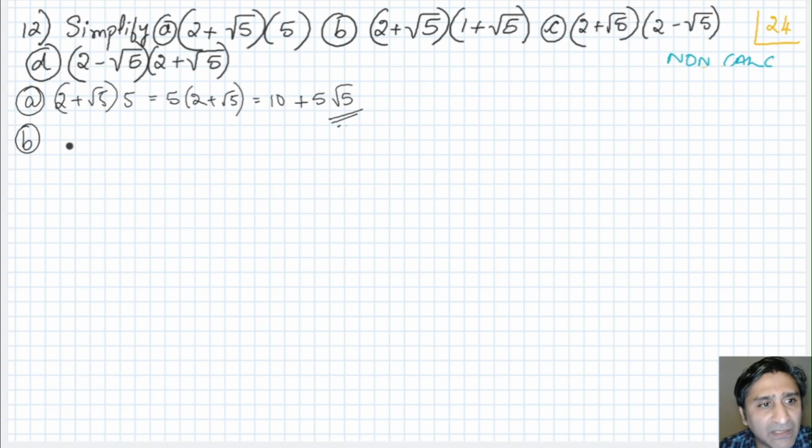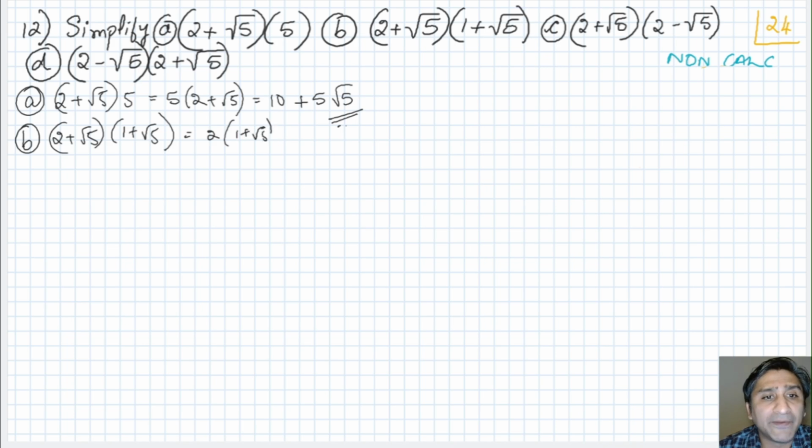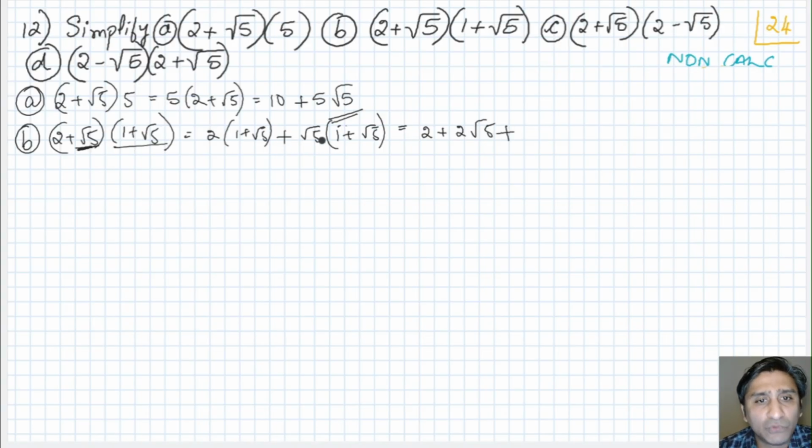So what do we have here? We have (2 plus root 5) multiplied by (1 plus root 5). So that's going to be 2 multiplied over to (1 plus root 5), plus root 5, which is this guy here, multiplied separately to this again, (1 plus root 5). So what do we get? We get 2 times 1 plus 2 times root 5, which is 2 plus 2 root 5, and plus is plus, root 5 times 1 is root 5, and root 5 times root 5 is 5.